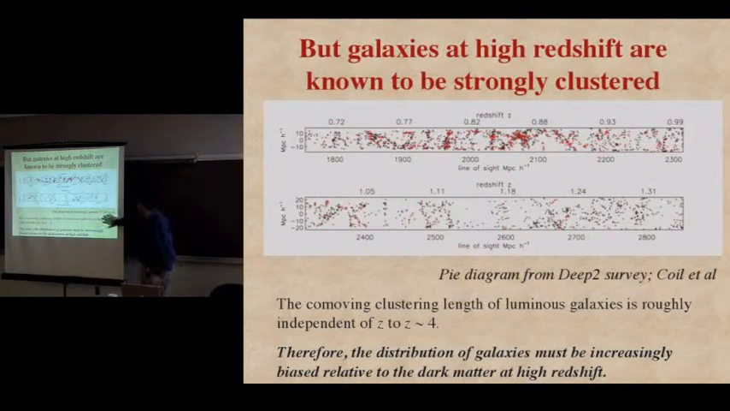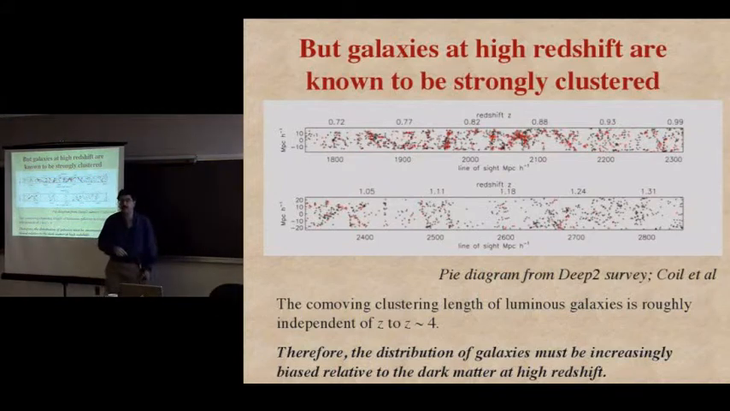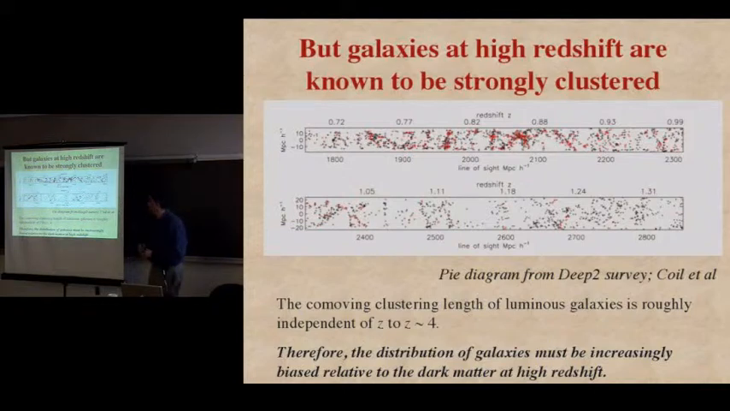And in fact, here's the statement: the comoving clustering length of luminous galaxies. The clustering length in this context means the scale on which the 2-point correlation function is about unity, or very roughly speaking, the scale on which the density fluctuations of galaxies within an 8 megaparsec sphere is about unity. That scale is almost independent of redshift in comoving coordinates, at least to redshift 4, about as far as it has been measured for L star-like galaxies.